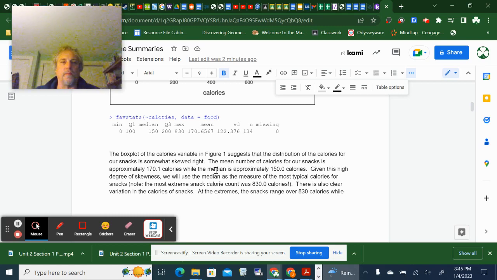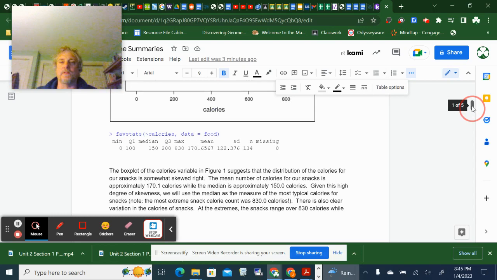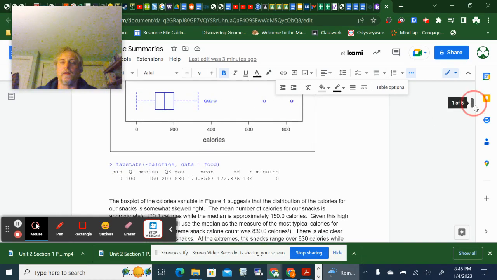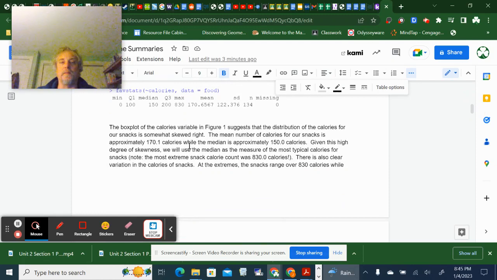What I noticed and reported on was that I want to talk about the center and the distribution. First I say here that figure one suggests that the distribution is somewhat skewed right. We've got some extreme values out to the right here. I report the mean being 170 and the median being 150, and that makes sense because the skew is pulling the mean higher than it should be.